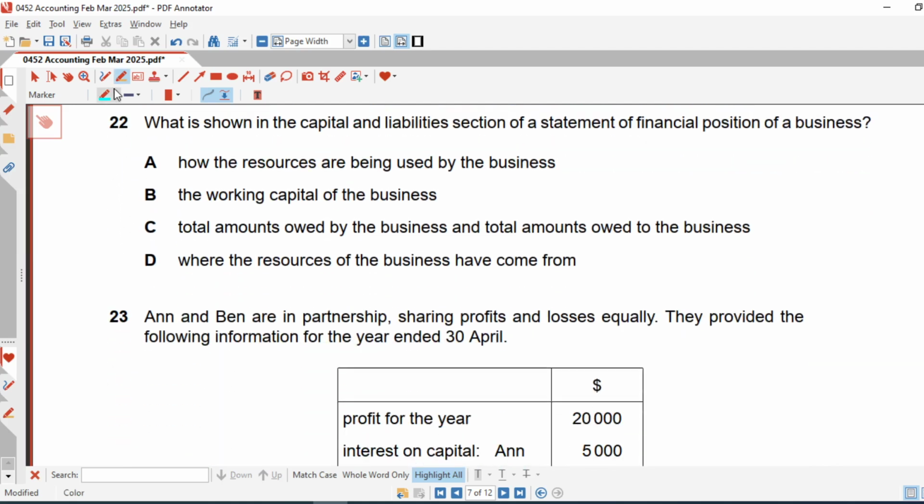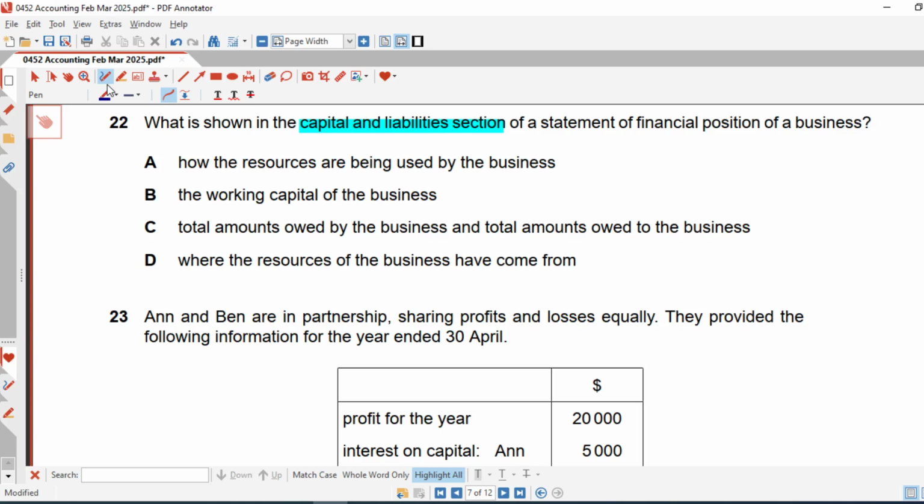Question 22. What is shown in the capital and liability section of a statement of financial position? Again, this is a new type of question they're asking. We've not seen anything like this in the past couple of years. So they're asking you, what does the capital and liability section reflect in the statement of financial position?